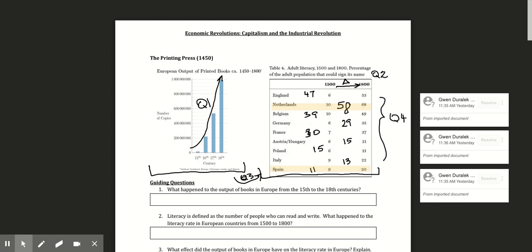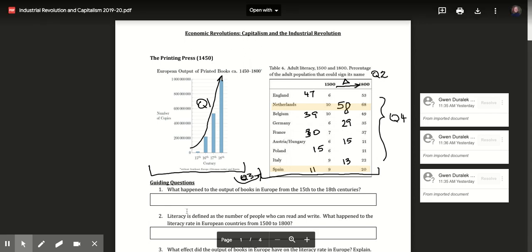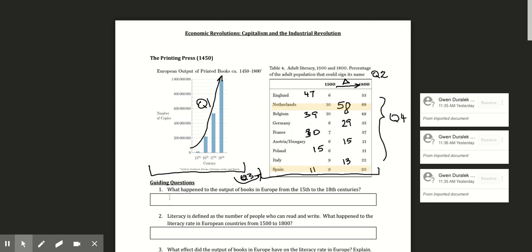Hi, everyone. I just wanted to share with you the handwritten version of the data graph analysis on the economic revolutions that we started yesterday. For question number 1, what happened to the output of books in Europe from the 15th to the 18th centuries? You'll notice I included my handwritten response up here as to how you would describe that trend in the European output of printed books graph that's on the left side of the page.